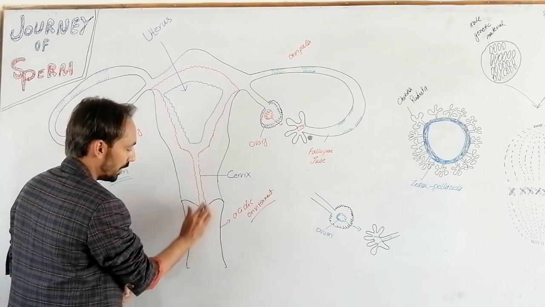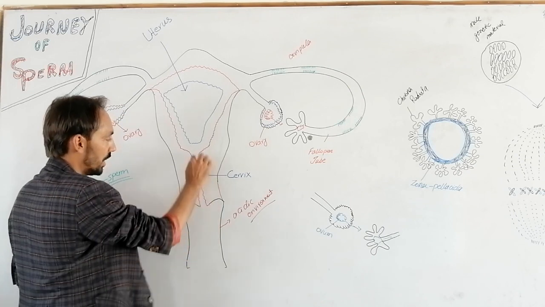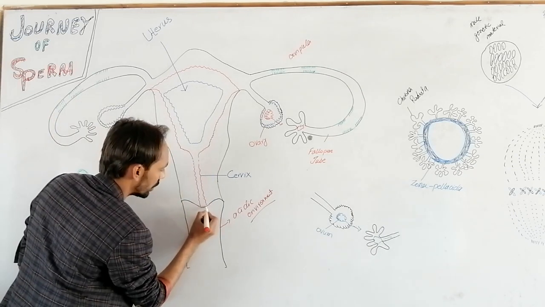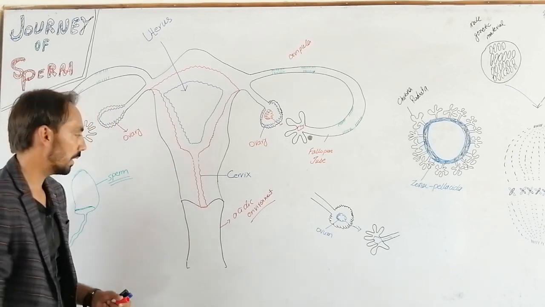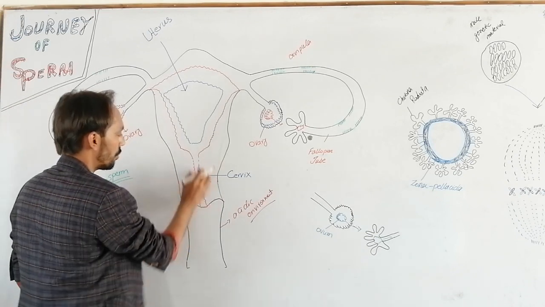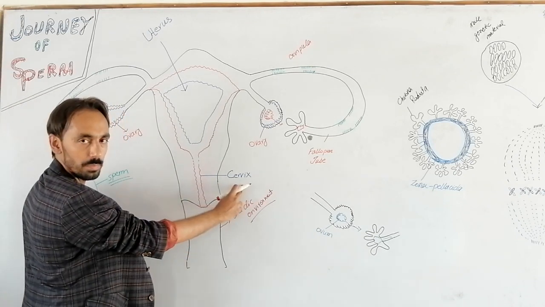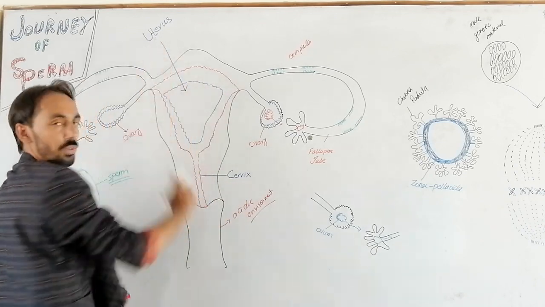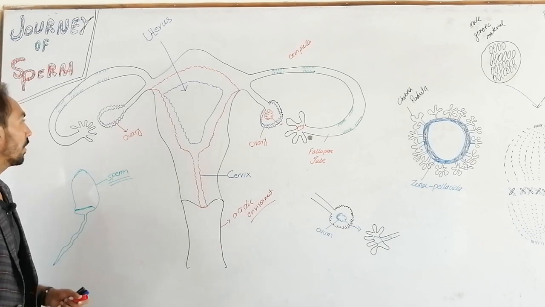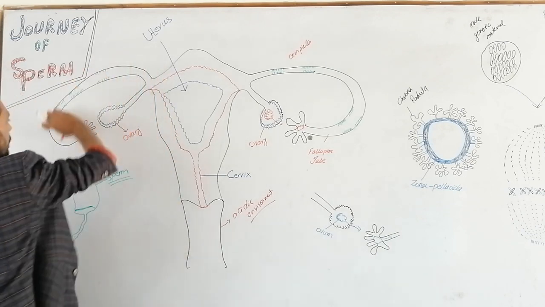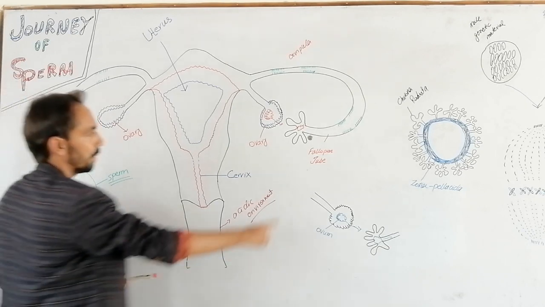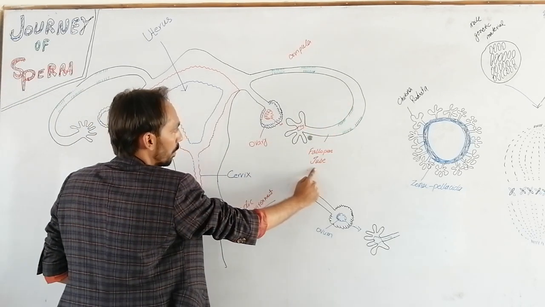After the anterior most part of the vagina, there is this constricted structure, which in normal days will remain closed. This constricted structure is called the cervix. After the cervix, this structure is called the uterus of the female reproductive system. And this tube is called the fallopian tube, as you can see.